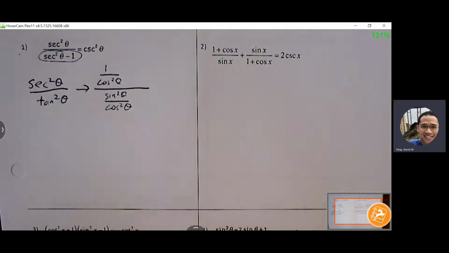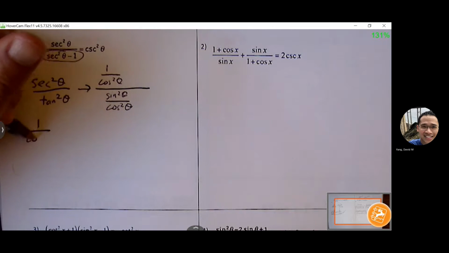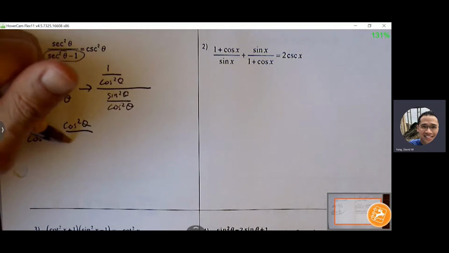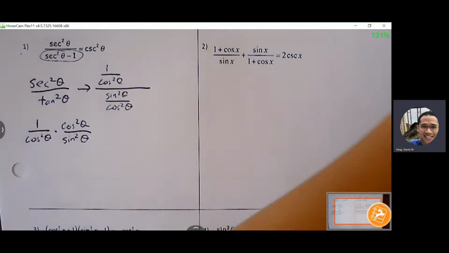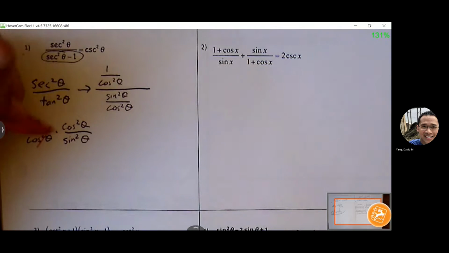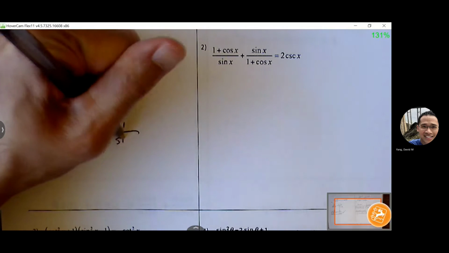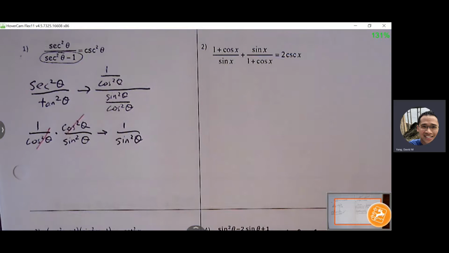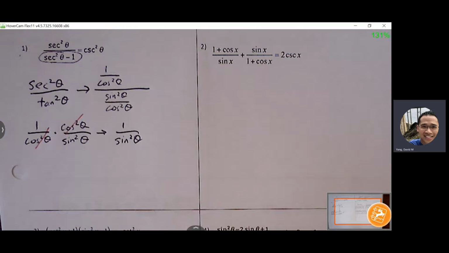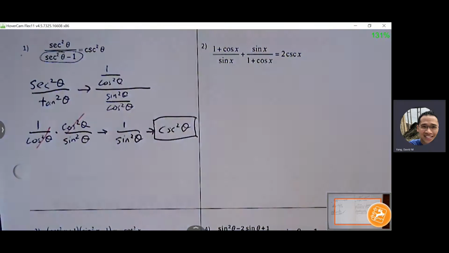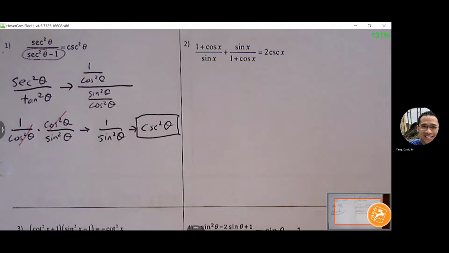Okay, multiply by the reciprocal. Okay, we're there, right? 1 over sine squared becomes cosecant squared. Okay, good.